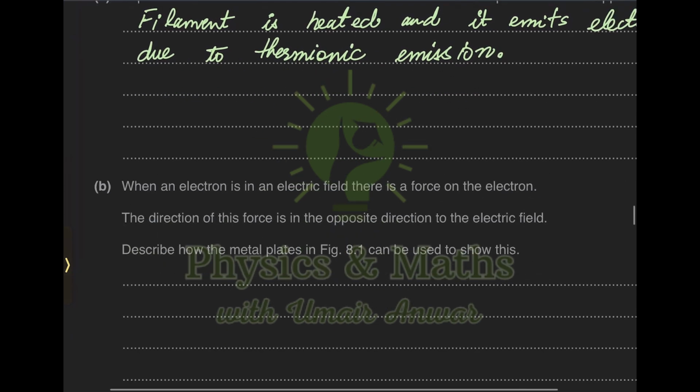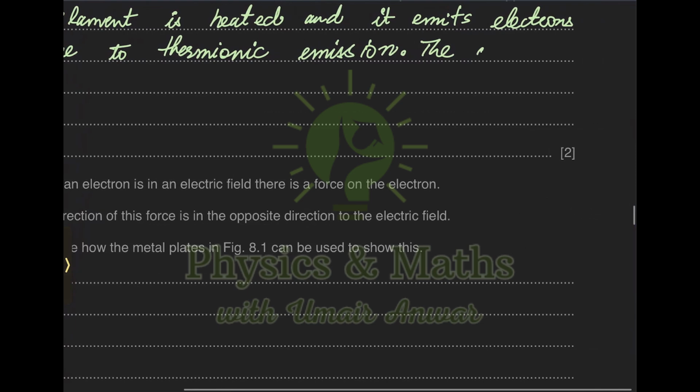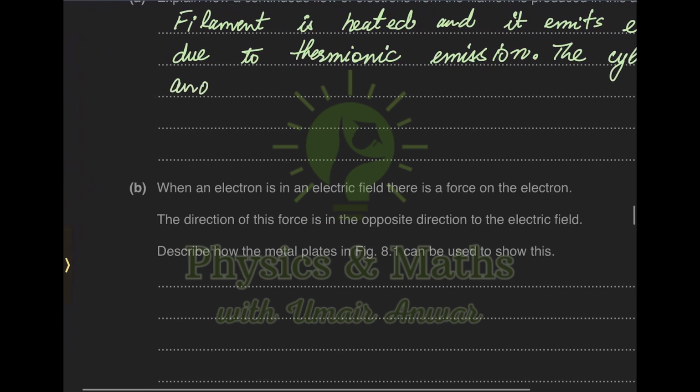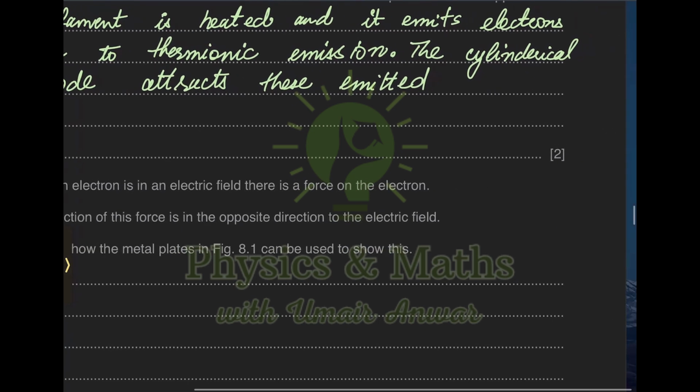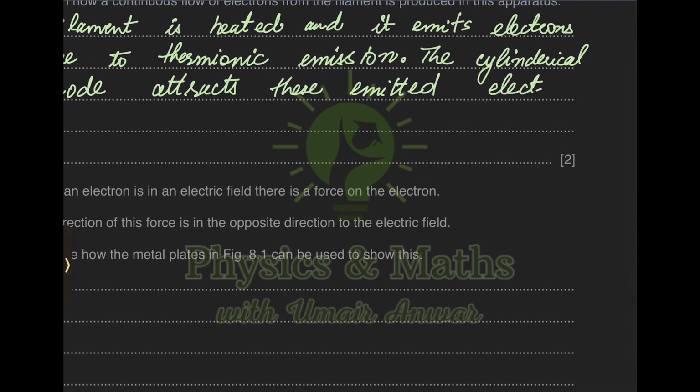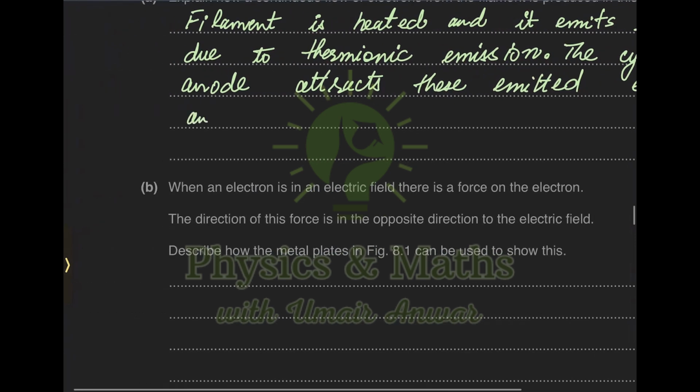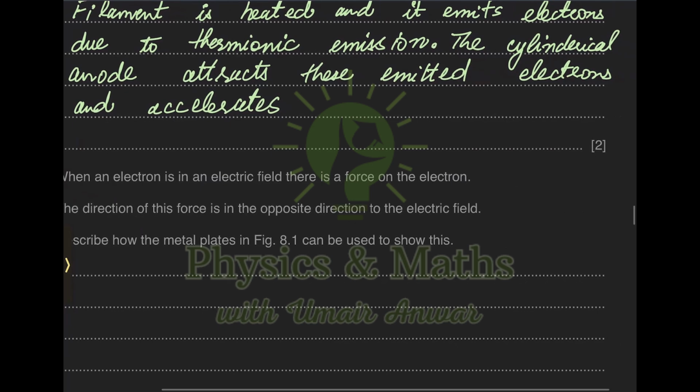The second thing is the cylindrical anode attracts these emitted electrons and accelerates them. Because the anode is positively charged and there is an electrostatic force of attraction, so electrons are attracted towards the anode, and this attraction causes them to move quickly and accelerate.